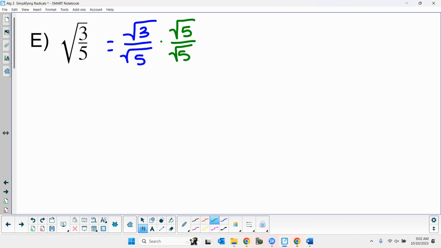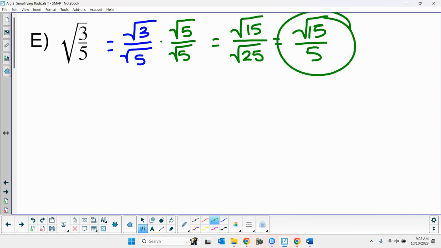Since they're both under the radical sign, I can multiply them. What's 3 times 5? 15. What's 5 times 5? 25. But what is the square root of 25? 5, right? So here's our answer. The square root of 3/5 in simplest radical form is the square root of 15 over 5.